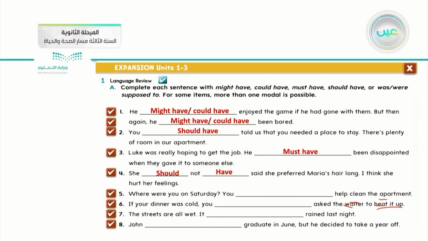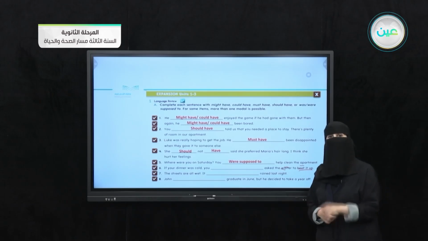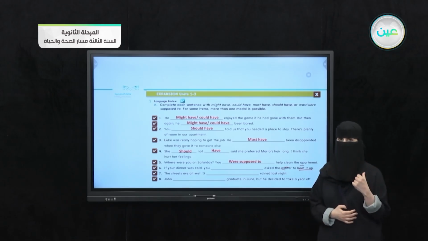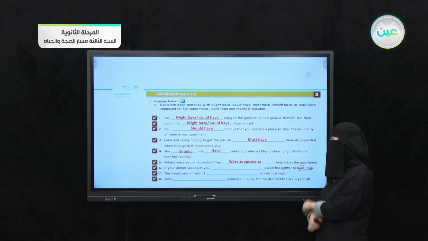And number five, where were you on Saturday? What do you think the suitable past modal is as a good answer for that question? So we can say, you were supposed to. I use were because it's the past form of are. So are, you were, not you are, you were supposed to help clean the apartment.